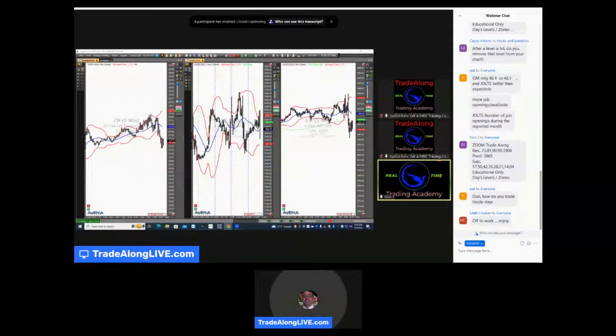And a very good example this morning was that 57 area. It was a really nice spot to jump in on this thing.